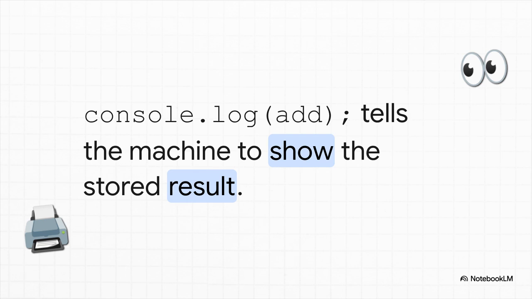Okay, so we have our results safely stored in our add variable. But here's a funny little quirk about computers. They keep their work hidden by default. If we don't explicitly command the program to show us the result, it's just going to do the math, store the answer, and remain completely silent. No way we want that. So to reveal the contents of our variable, we use console.log add. This is a built-in command that prints whatever is inside the parentheses directly to the developer console. It's basically our way of demanding from the machine, hey, show me what you made.